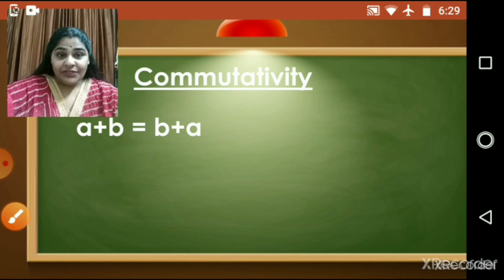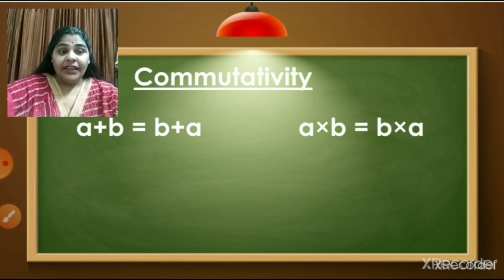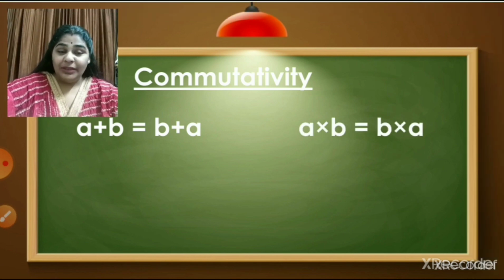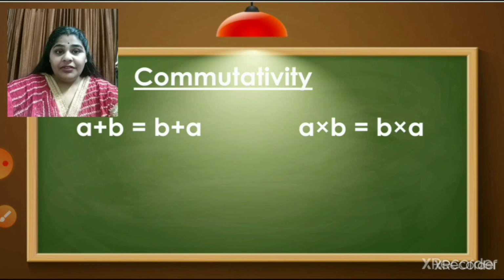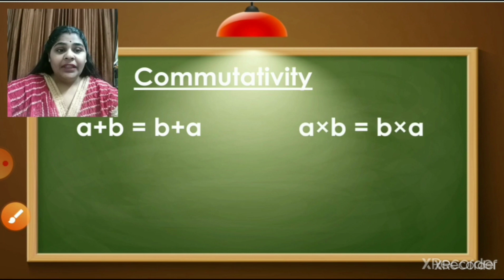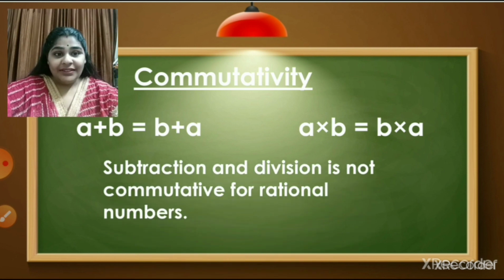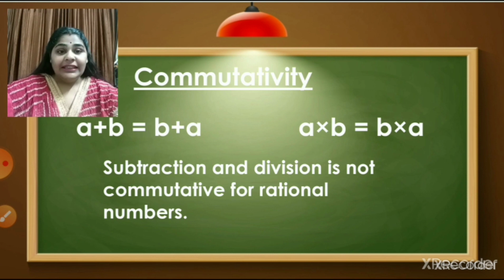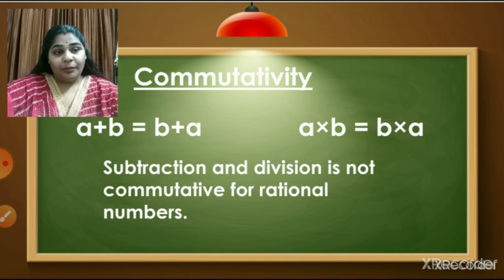These are the basic properties we have already studied. Next, a multiplied by b is equal to b multiplied by a. That means the commutative property is true for addition as well as for multiplication. But subtraction and division are not commutative for rational numbers, children. That means if we have a minus b, we cannot do b minus a. That is, we cannot interchange the places in subtraction and division. So this is what the commutative property tells.